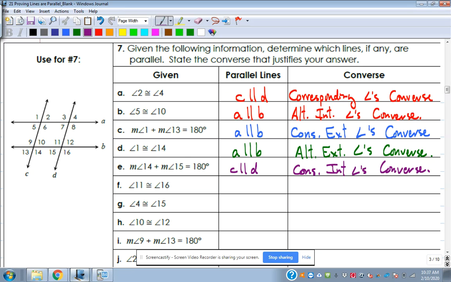11 and 16. No. They're vertical, so vertical angles don't do anything. So none on that.